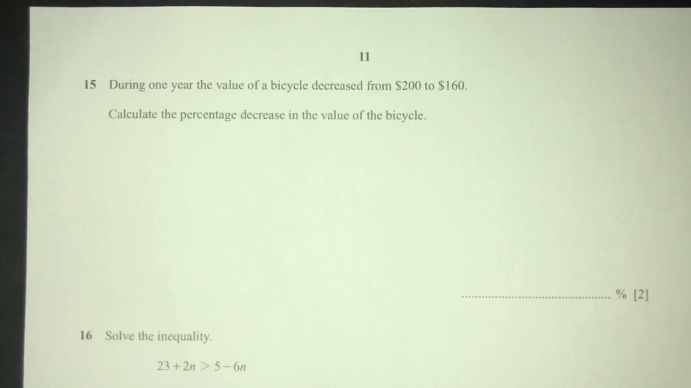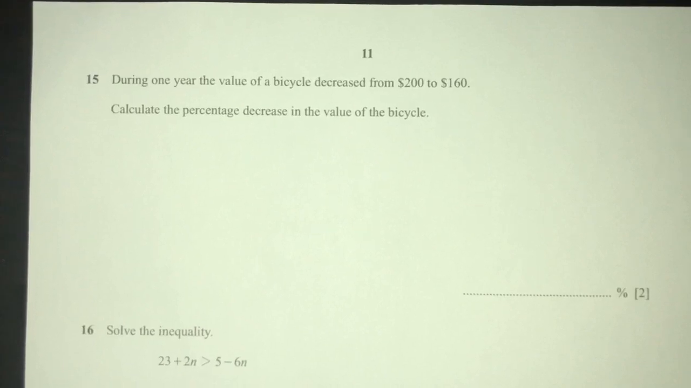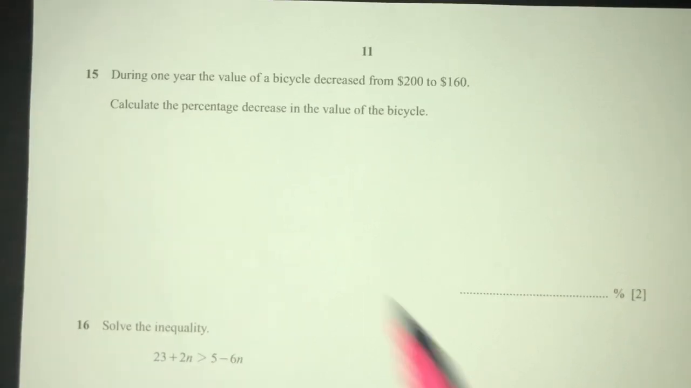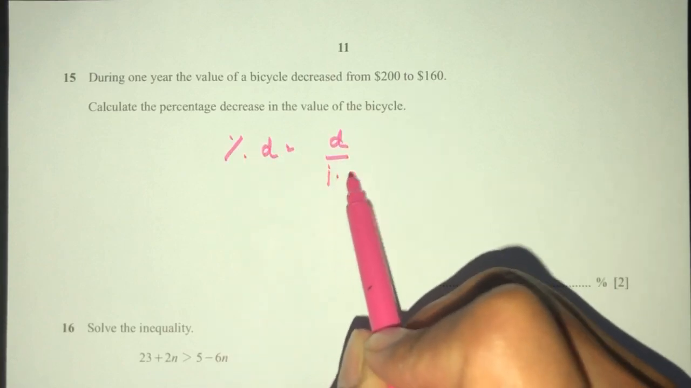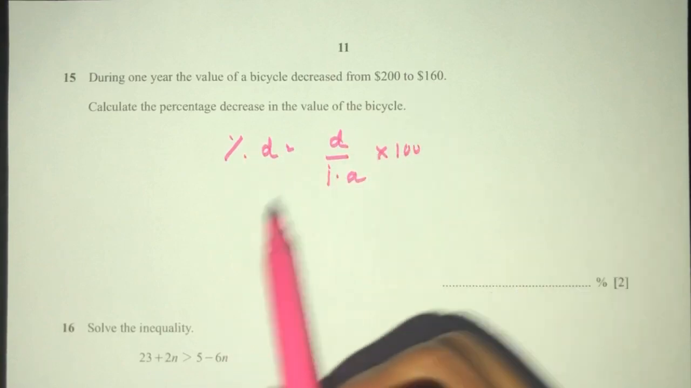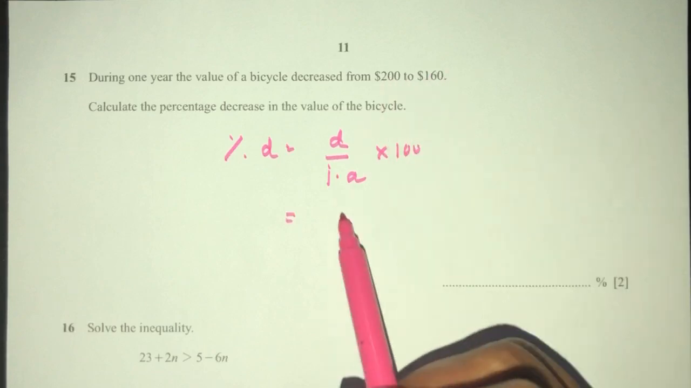Now let's move on to question number 15. During 1 year, the value of a bicycle decreased from 200 to 160. We have to find the percentage decrease in the value of the bicycle. So pretty easy. Percentage decrease is equal to the decrease over the initial amount times 100. So what is the decrease? This minus this, that will be 40.